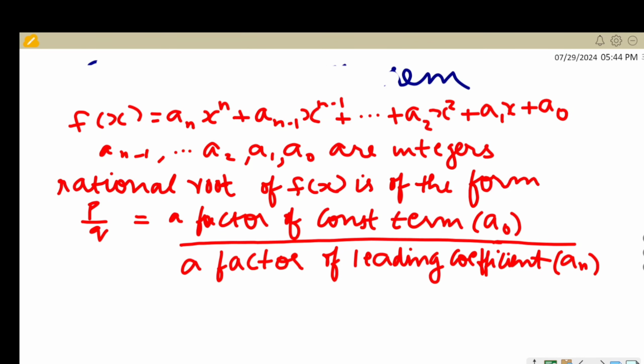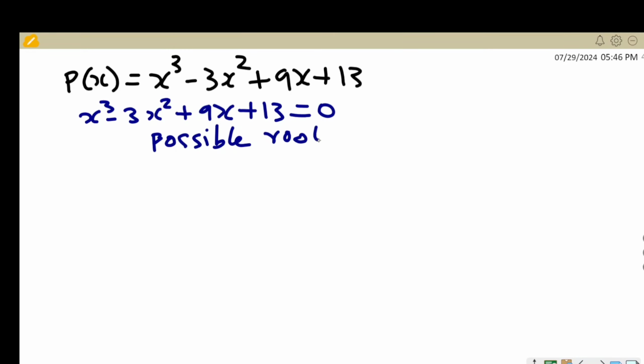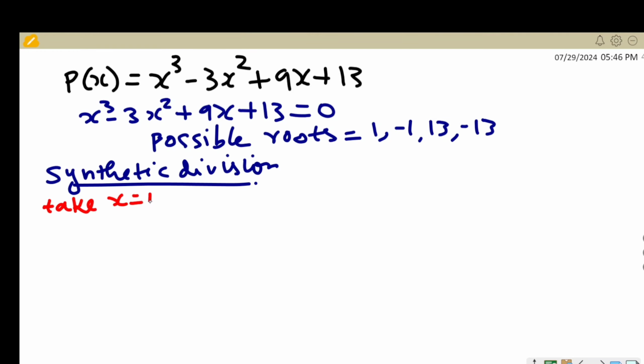Now let's use the synthetic division method to check whether a number is a rational root, and later we can factorize the polynomial. Possible zeros of x cube minus 3x square plus 9x plus 13 are plus or minus 1, plus or minus 13. Let us take x equal to 1 and check. First you have to draw like this. Write the coefficients of the polynomial. First coefficient is 1, then negative 3, 9, 13. We are checking for x equal to 1. Write that 1 here. First coefficient is 1. Write it down here.